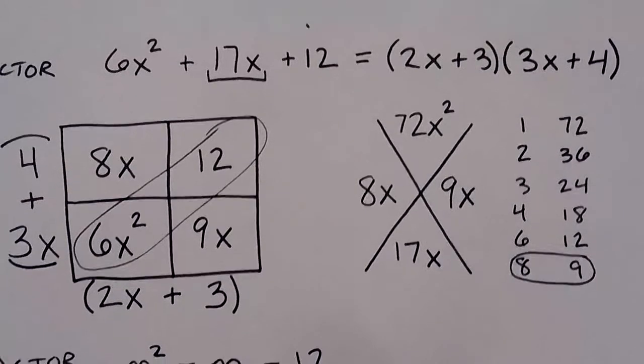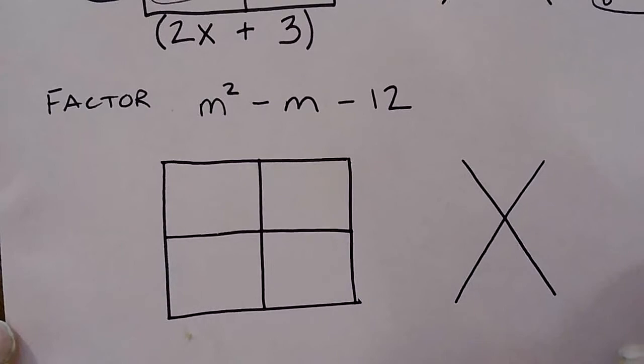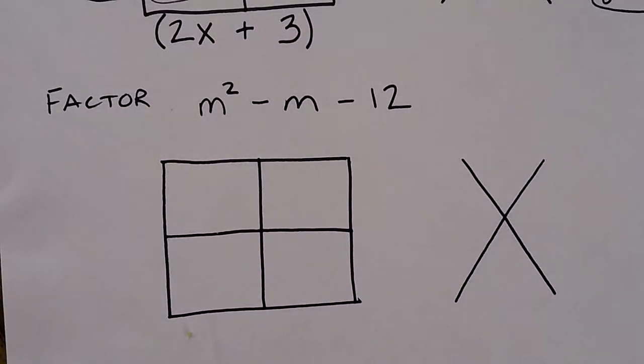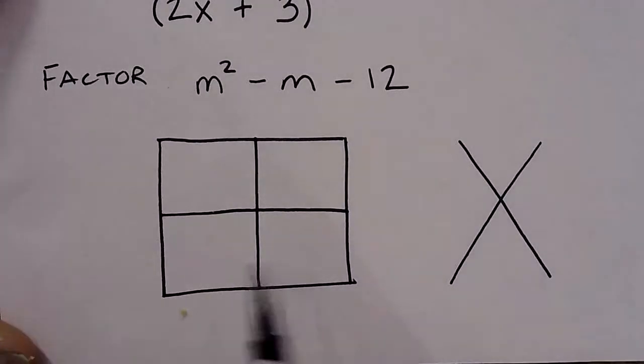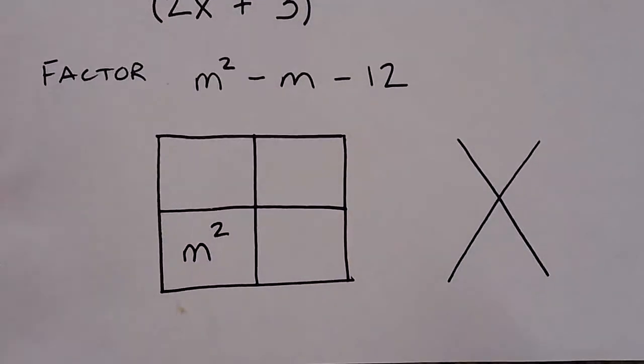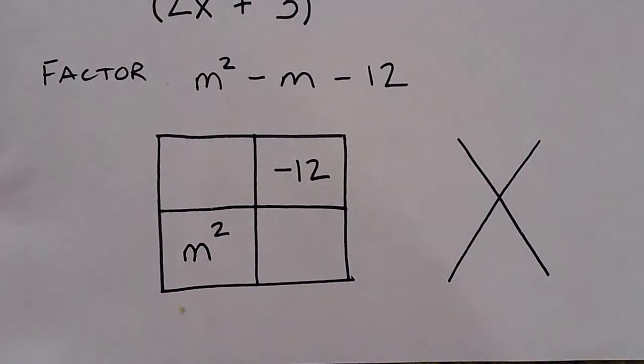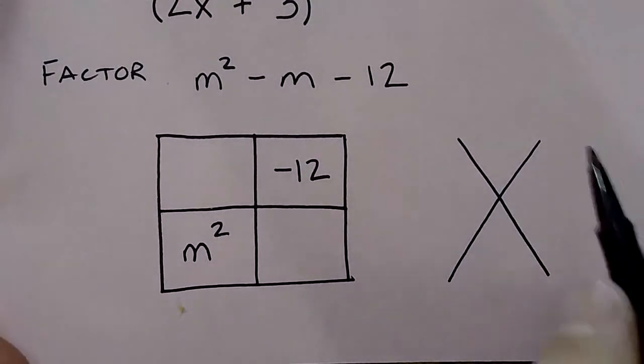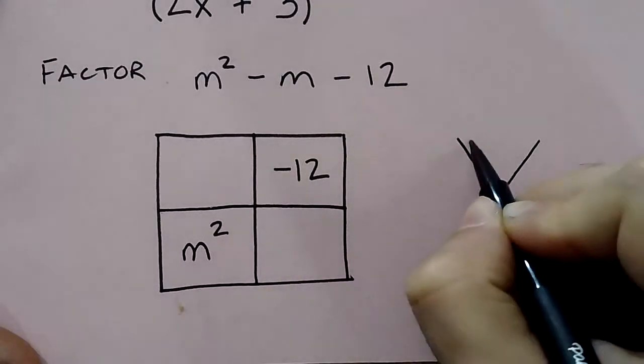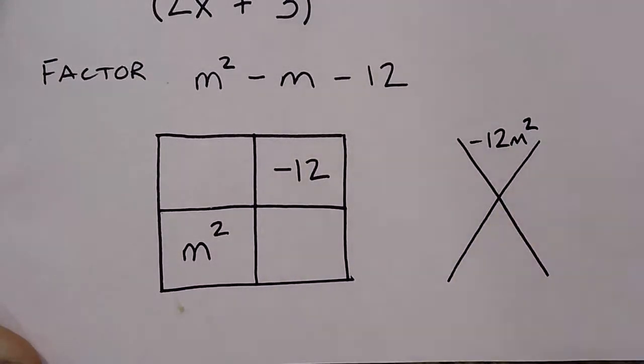All right, we'll look at one last quadratic: factor m squared minus m minus 12. Just like any algebraic problem, the variable itself is not important. It can be m, it can be x, it can be a. We'll follow the same process. M squared in the bottom left, negative 12 in the top right. Now, it's important not to lose negatives ever, especially when factoring quadratics. These will multiply to negative 12m squared.